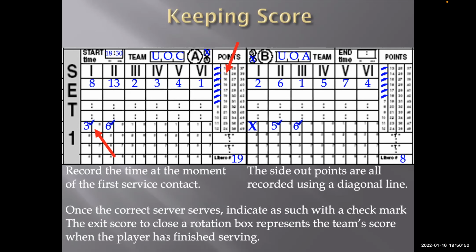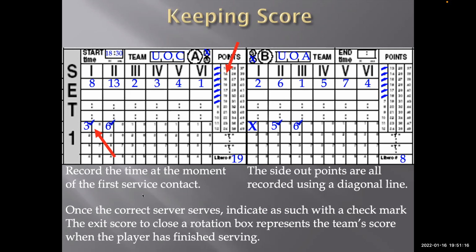So we talked about the X and the stuff at the bottom. At the bottom is called the service rotation. As a scorer, it's your job to keep track of who is serving and who is the right server. We open the box by putting a check mark in it. So when 8 goes back to serve, as soon as they've served the ball, you're going to put a check mark that the arrow is pointing to, to open the box.